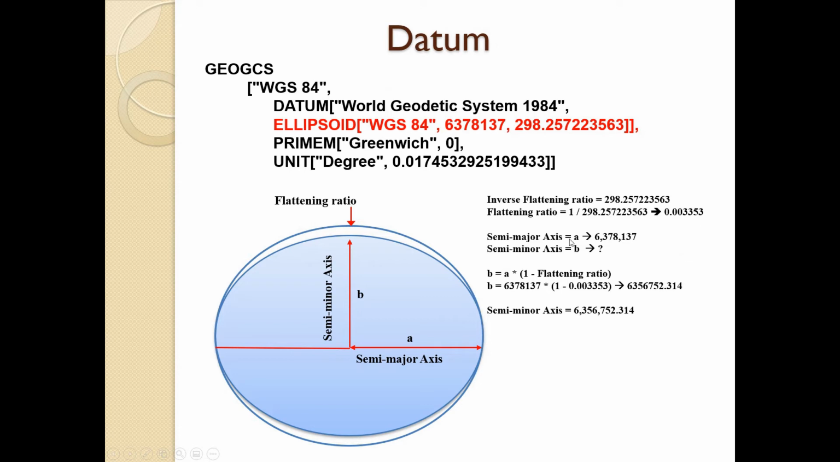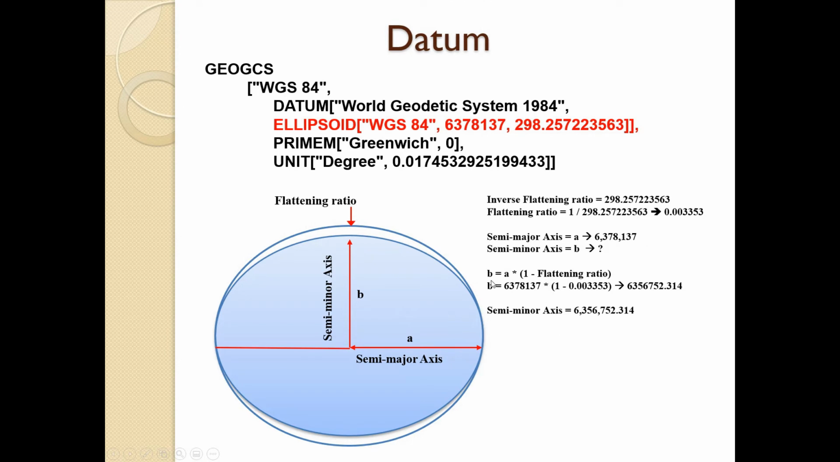0.003353. We know that the semi-major axis, which we call A, this one, is 6,378,137 meters from the center of the Earth to the equator. But what is this distance here? Well, we have to use the flattening ratio together with this number to find that out.